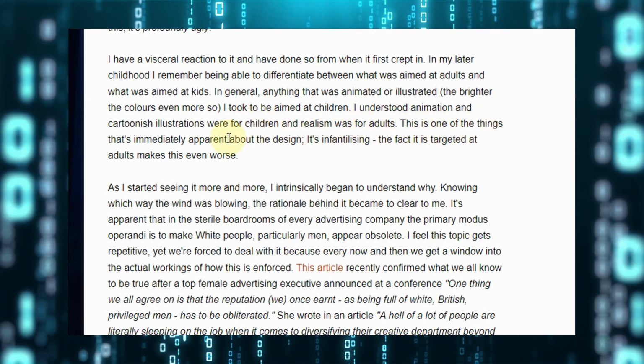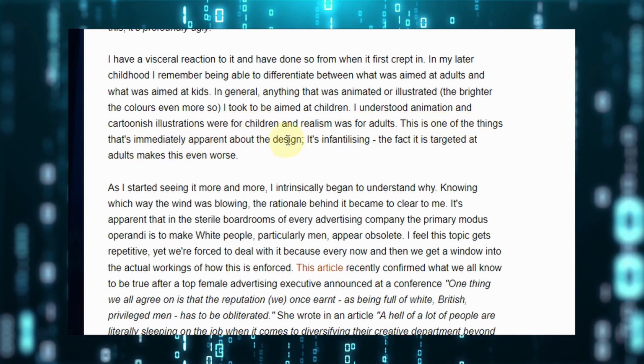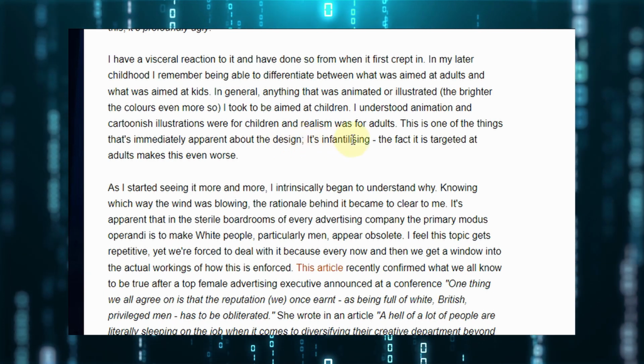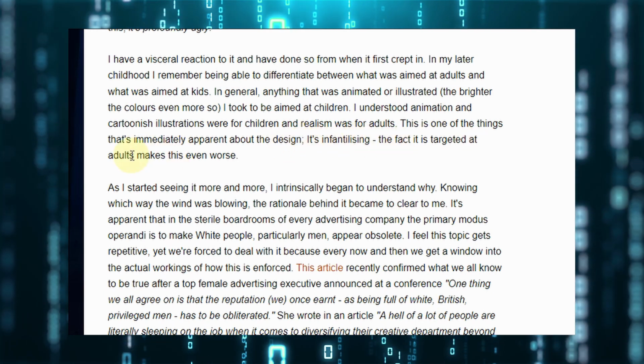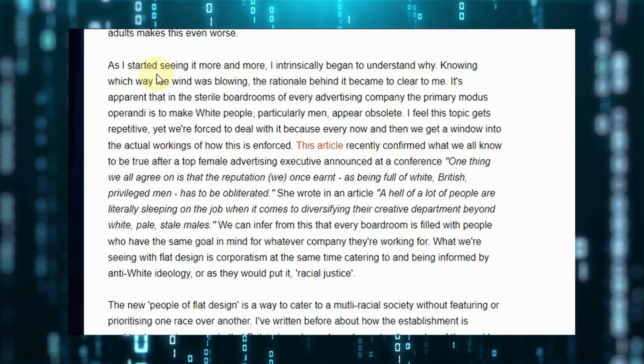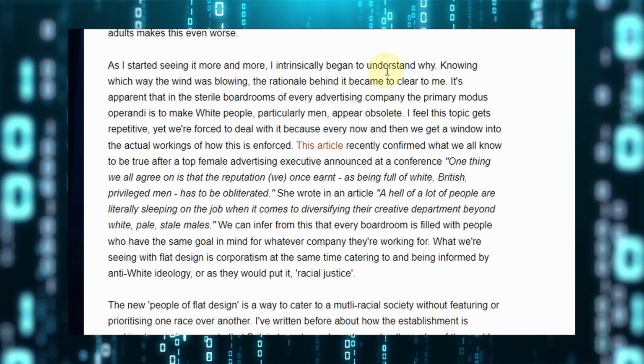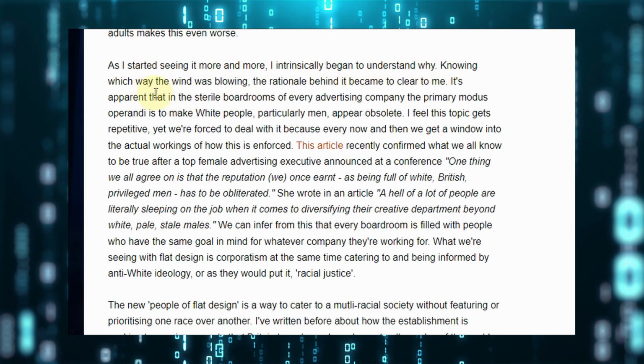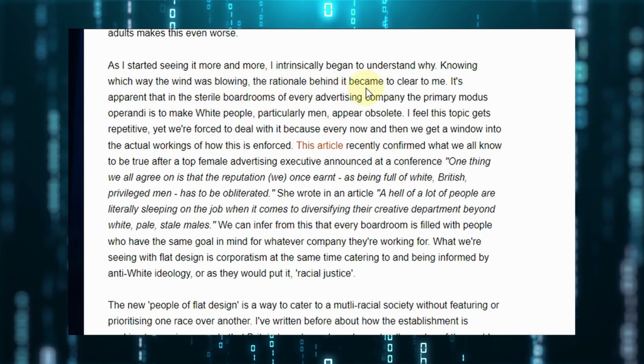This is one of the things that's immediately apparent upon seeing the design. It's infantilizing. The fact that it is targeted at adults makes this even worse. As I started seeing it more and more, I intrinsically began to understand why. Knowing which way the wind was blowing, the rationale behind it became clear to me.